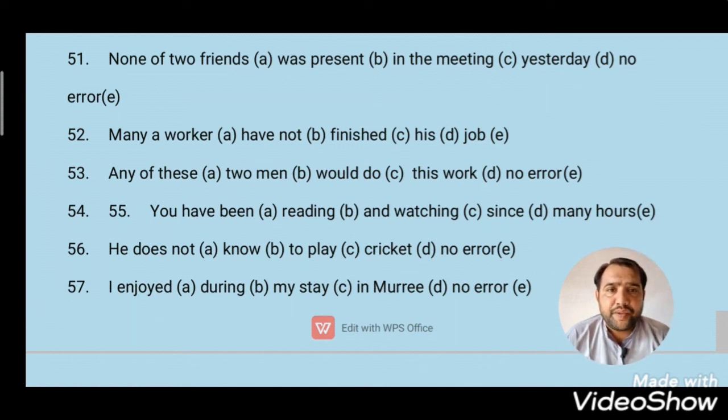According to number 56, he does not know to play cricket. Guys, here you will notice that we have made a sentence in negative form. So here we should not say to play cricket, but we have to say, he does not know how to play cricket. According to number 57, I enjoyed during my stay in Murray. Here such types of sentences like enjoy will carry a reflexive pronoun according to the subject. So here it becomes, I enjoyed myself during my stay in Murray.